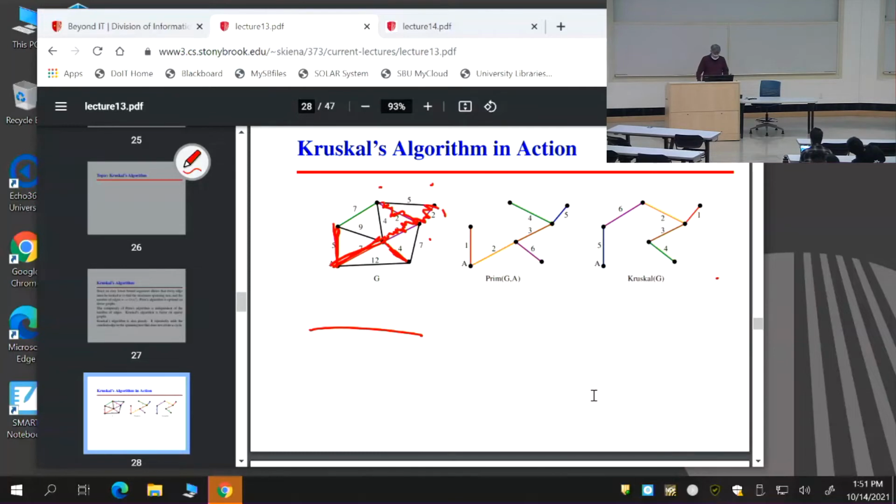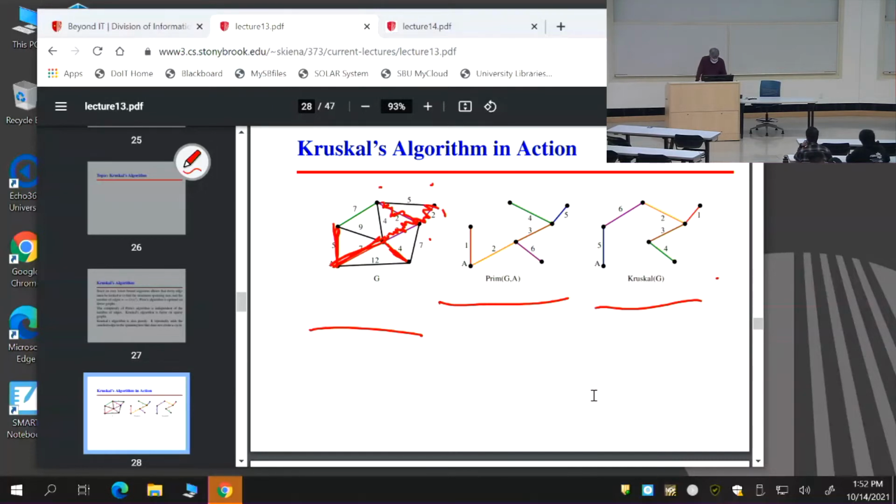Okay? And this is what I got for Kruskal's algorithm. You'll notice that my Kruskal's algorithm gave me a different tree than the Prim's algorithm. Why could Kruskal give me a different tree than Prim's, even though they are both minimum spanning trees? If I'm trying to find the minimum spanning tree, why could they give me different trees? Yeah? Because the edges would be the same total weight, right?